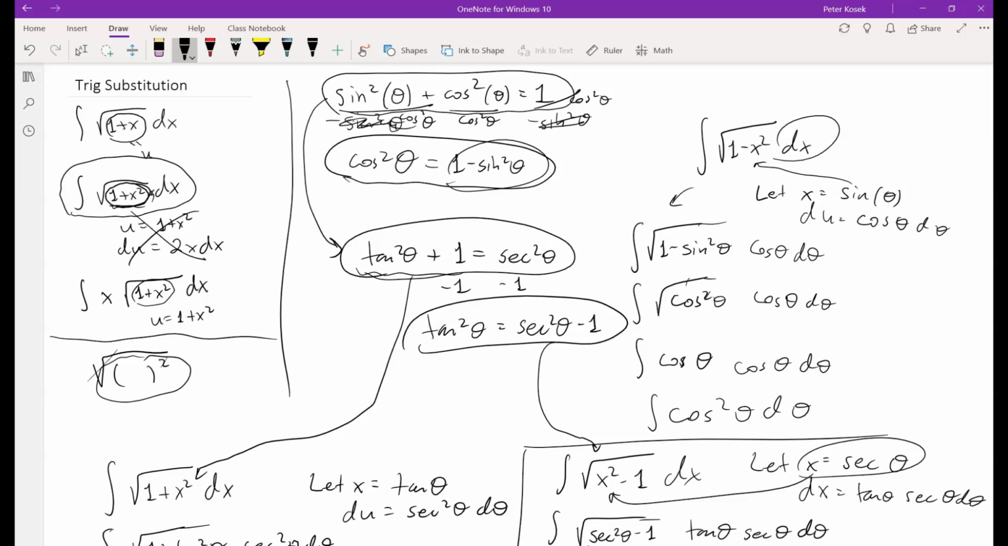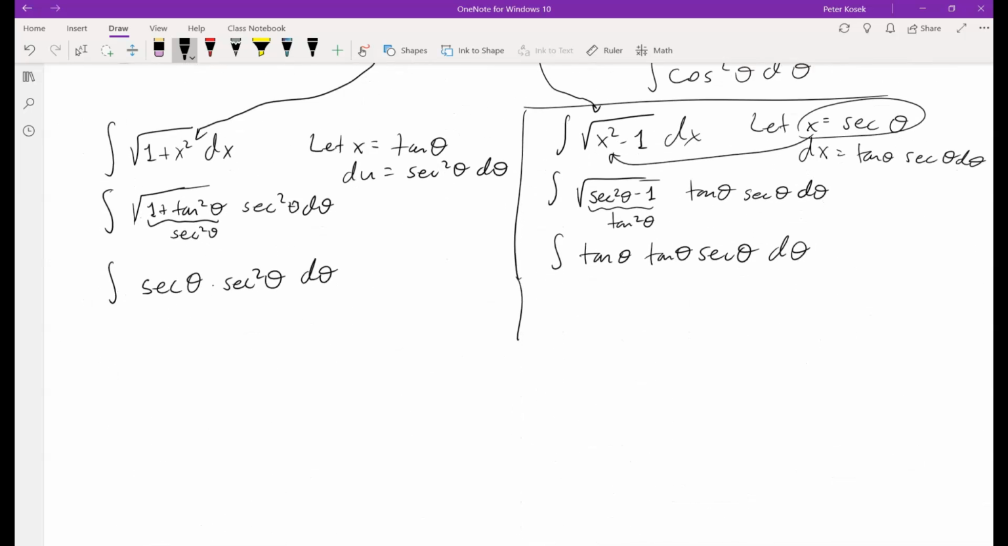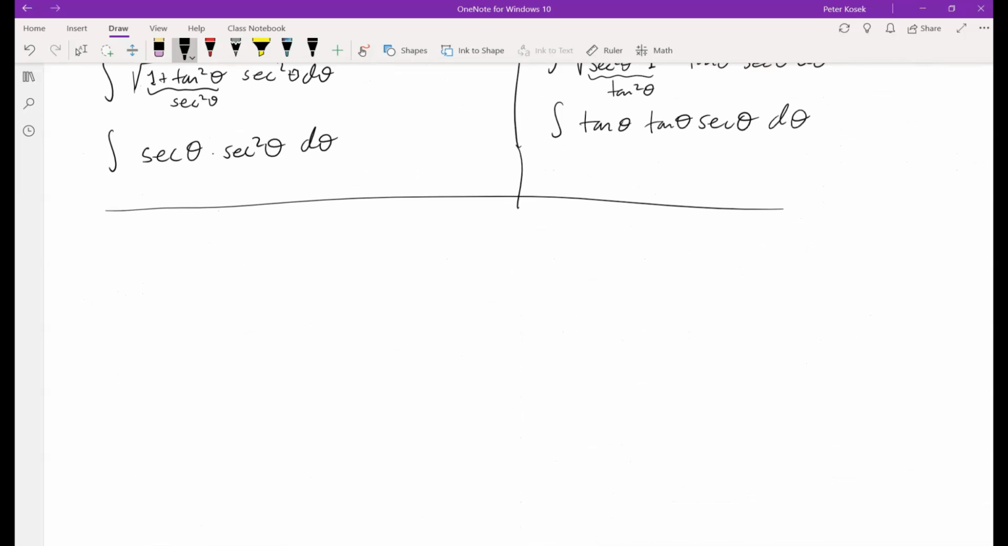Just as a side note here, you could have subtracted off cosine squared from both sides, and you could get sine squared theta is equal to 1 minus cosine squared theta. So you might have seen this choice of substitution. It doesn't matter, you get the same thing. Sines and cosines are very nice when it comes to integrating them.